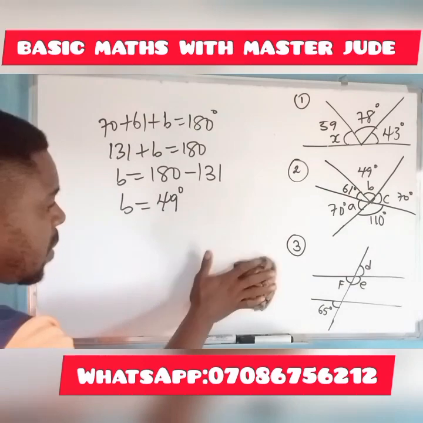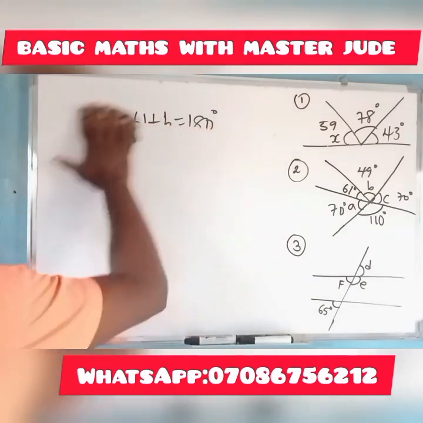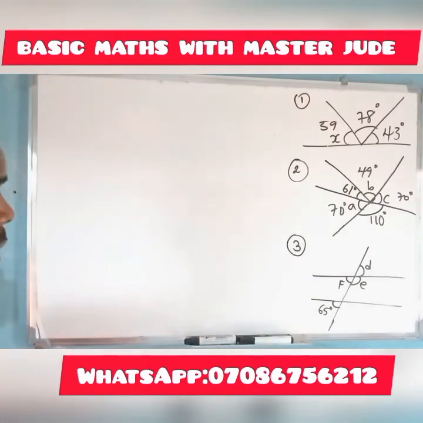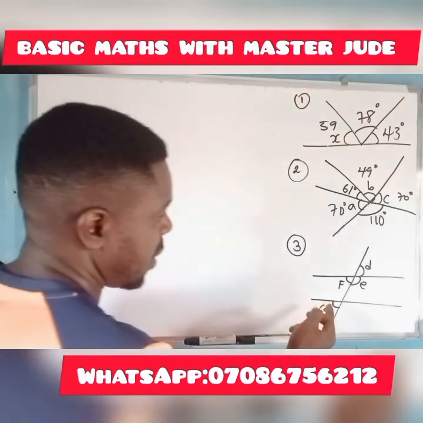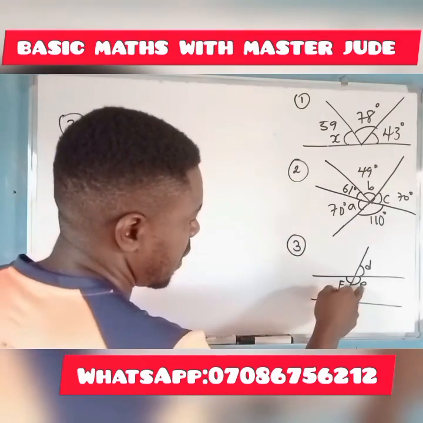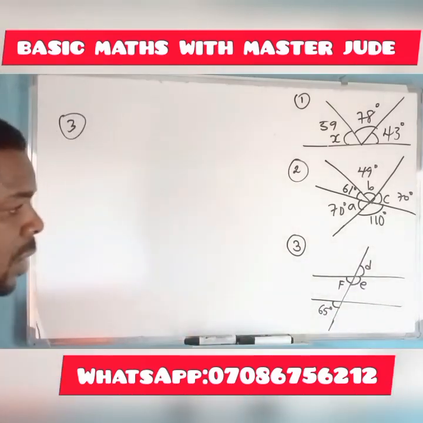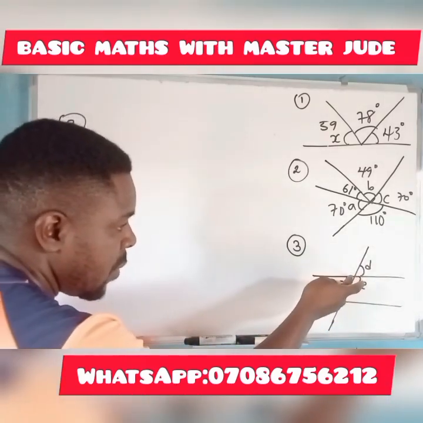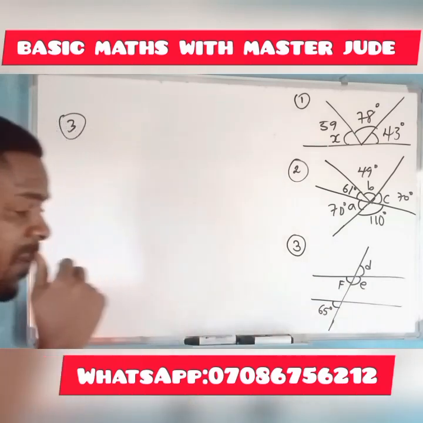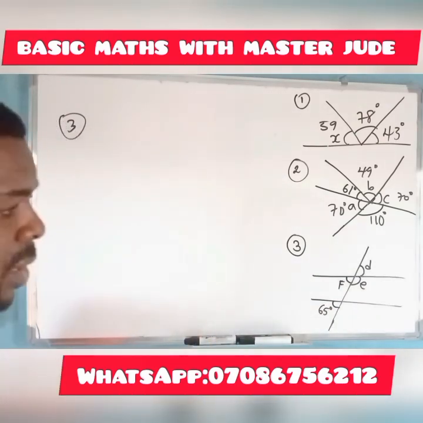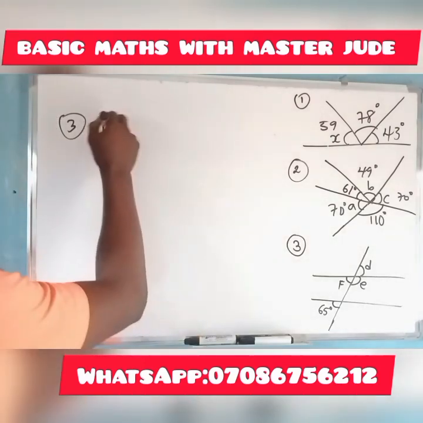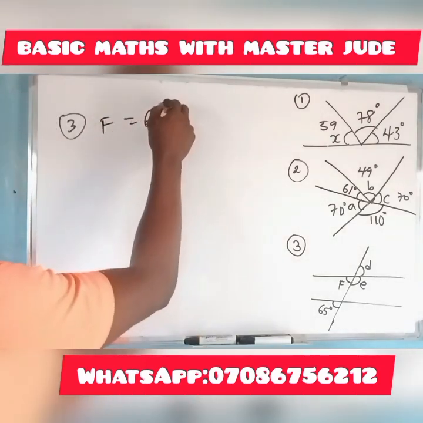Now let's come back to the third example. In the third example, we are going to look for the values of F, E, and D. When you look at this, you have an angle inside and an angle outside, which are corresponding angles. And we are told that corresponding angles are equal, meaning that F is equal to 65 degrees.